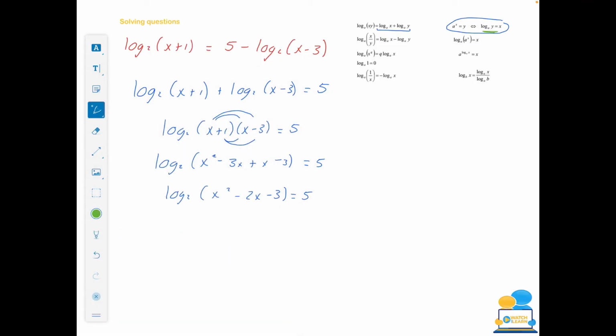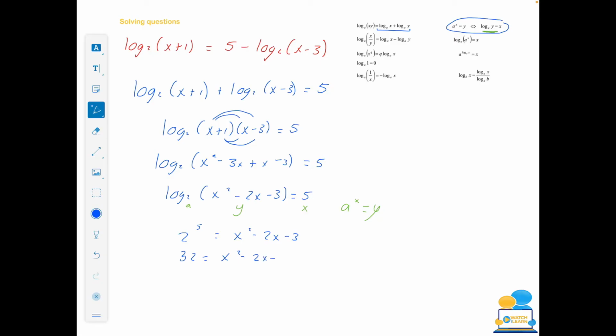So I'm just going to label my parts here. Right now I have something that looks like log to base a of y is equal to x. This is my a, this is my y, and this is my x. We're going to go backwards. We're going to say a to the power of x is equal to y. So it's going to be my a, which is 2, to the power of my x, which is 5, is equal to y, which is x squared minus 2x minus 3.